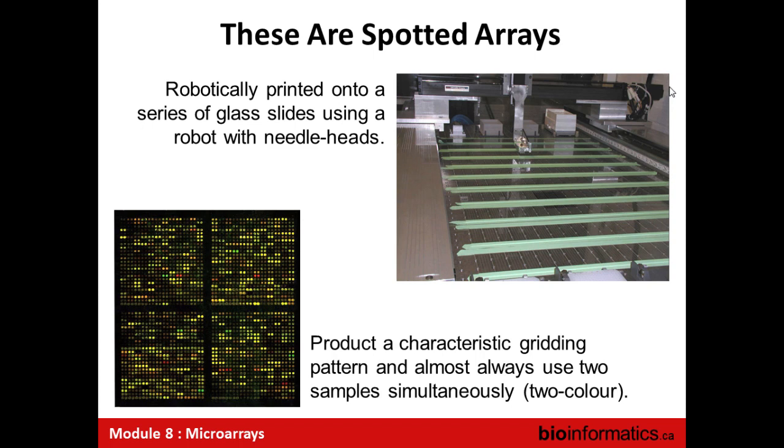Spotted arrays. So spotted arrays are produced by a robot. You're actually seeing the robot right here. And the way this works is the robot has a series of pins, just basically on a head like that. And the robot is going to go to a 96-well plate or a 384-well plate and it'll just dip these pins into the plate. That alone is enough to suck a tiny bit of the liquid up onto the pins, and then it's going to go to a glass slide, and it's going to touch the glass slide. And a tiny bit of liquid that was on the pins is going to drop onto the glass slide. Contact deposition. That sounds like an incredibly strange way to make a microarray.